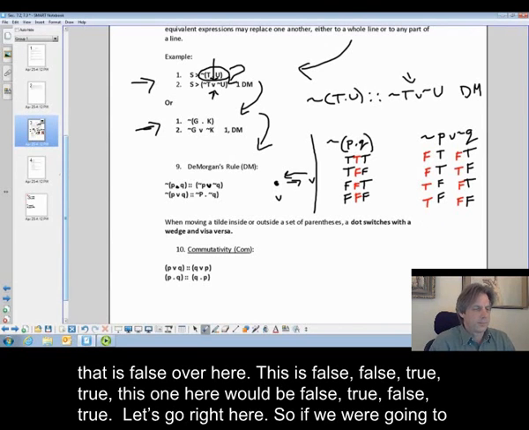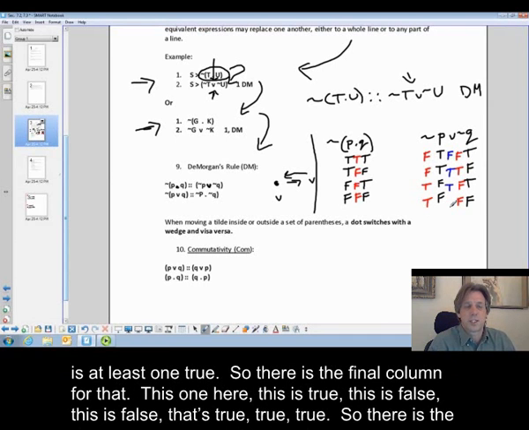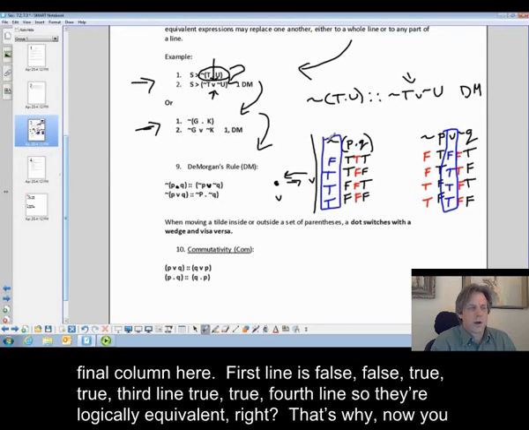Let's go right here. So if we were going to do in the middle here, false, false for a disjunction is false. False, true is true. True, false is true, because with the disjunction, all you have to see is at least one true. So there is the final column for that. This one here, if this is true, this is false. If this is false, that's true, true, true. So there is the final column here.